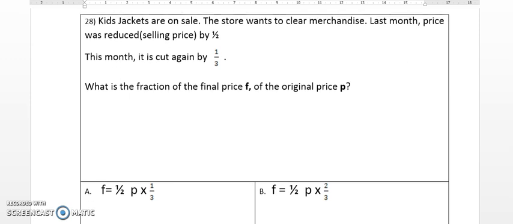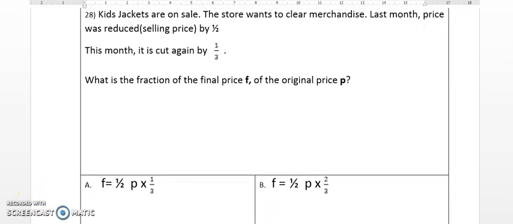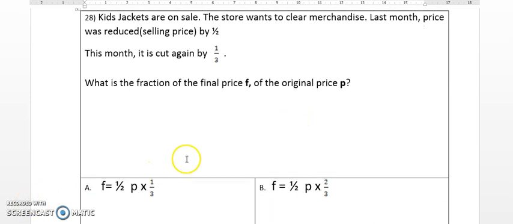Okay, next question. Let's take a look at this. Kids' jackets are on sale. The store wants to clear merchandise. Last month, the selling price was reduced by half. This month it is cut again by 1/3. What is the fraction of the final price F to the original price P?